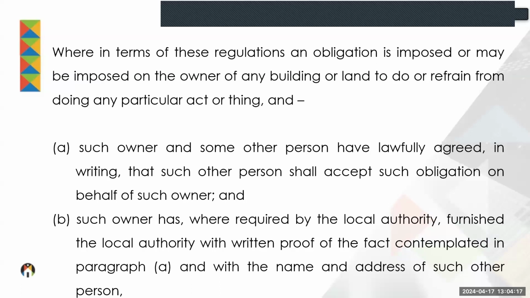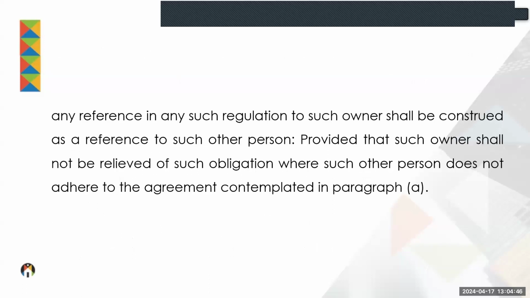Now, where in terms of these regulations an obligation is imposed or may be imposed on the owner of the building or land to do or to refrain from doing any particular act or thing, and such owner and some other person have lawfully agreed in writing that such other person shall accept such obligation on behalf of the owner, and the owner has, where required by the local authority, furnished the local authority with written proof of the fact contemplated in paragraph A and with the name and address of such other person. Any reference in any such regulation to such owner shall then also be construed as a reference to such a person, provided that such owner shall not be relieved of his obligation where the other person then does not adhere to the agreement.